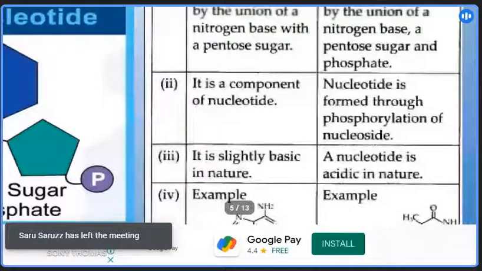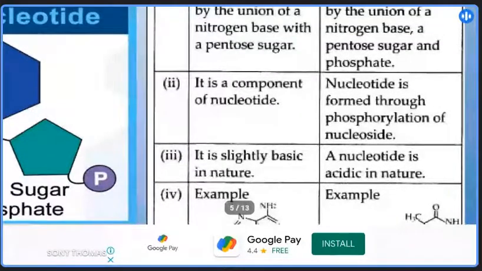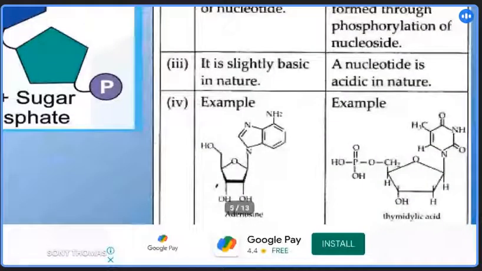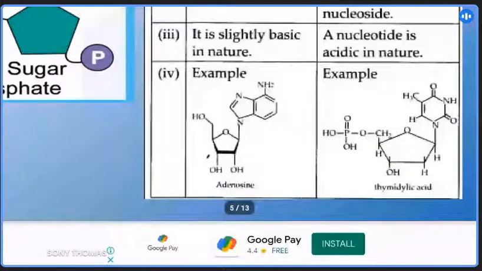A nucleoside is slightly basic in nature, whereas a nucleotide is acidic in nature. The example for a nucleoside is adenosine, and a nucleotide example is thymidylic acid.